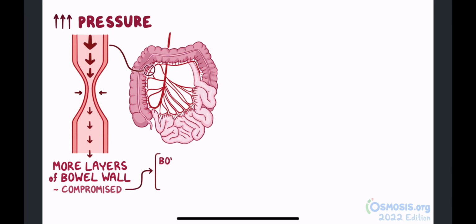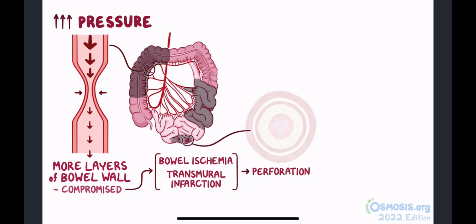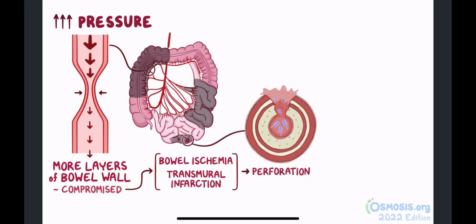In other words, bowel ischemia and infarction extend from just the mucosa to all layers of the bowel wall, known as transmural infarction. This can result in perforation, so there's basically a hole in the bowel wall that connects the lumen to the peritoneal cavity. And all the bacteria that have been accumulating inside the lumen can now easily leak out, causing peritonitis.